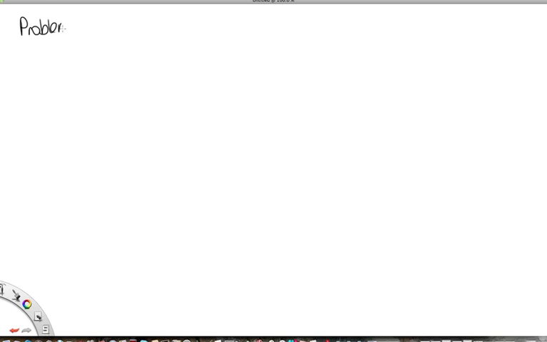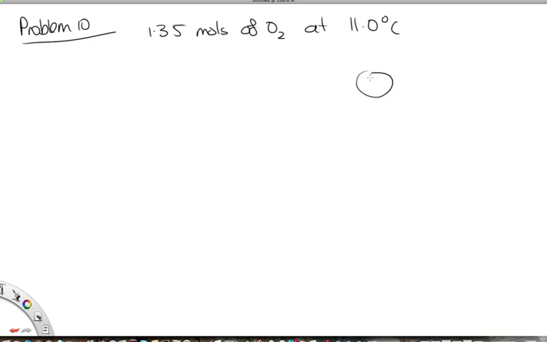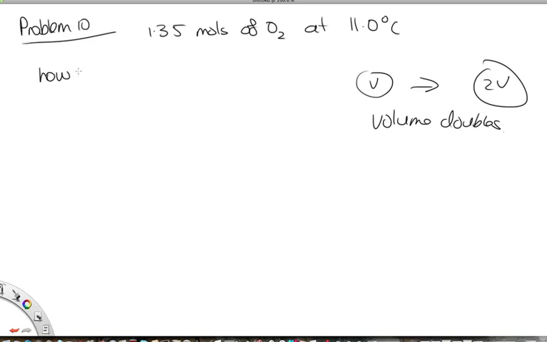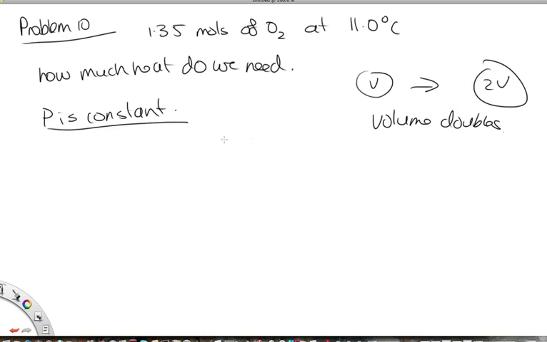Problem 10. In this problem, we have 1.35 moles of oxygen at 11.0 degrees C. And we're told that its volume doubles, so it goes from V to 2V. And we're asked, how much heat do we need? And we're told that P is constant. Okay, this is very important. It tells us two things.